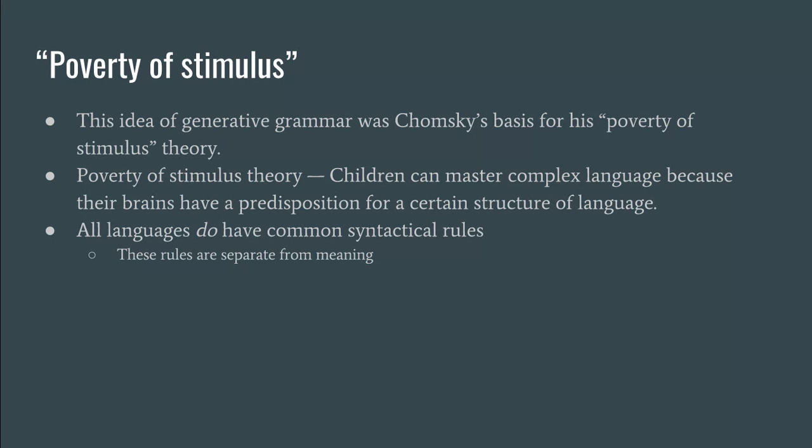So this is really the basis for his poverty of stimulus argument. In short, this poverty of stimulus theory was that children acquiring their first language can master complex language because their brains have a predisposition for a certain structure of language. The problem that other linguists had with this was that in order for this theory to be true, that means that every language, all 6,500 of them or so, would have to have similar structures of language. And as it turns out, this is pretty much true. So generative linguists, which are just kind of linguists that support Chomsky's theory, have found that languages do share specific rules regarding syntax, even if they have different grammars.